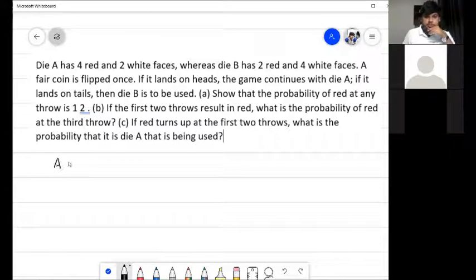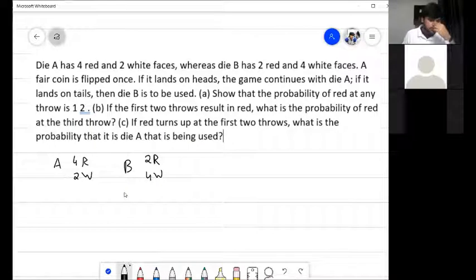So die A has 4 red and 2 white, while die B has 2 red and 4 white. This is a fun question though. When I say fun, I mean it's long. So I would love it if you guys can do this question with me as well. A fair coin is flipped once. If it lands on heads, the game continues with die A. If it lands on tails, then die B is to be used.